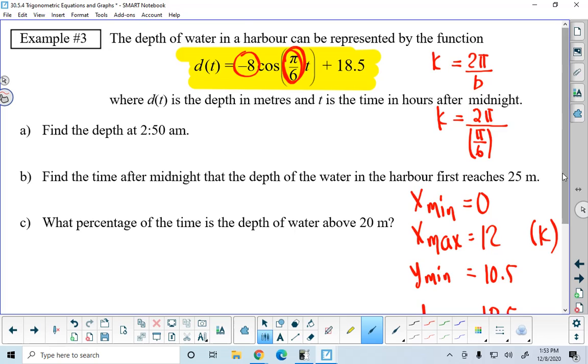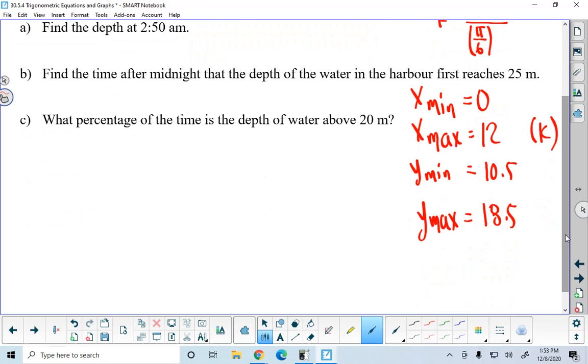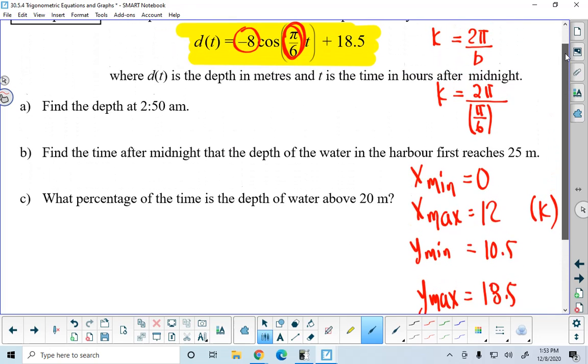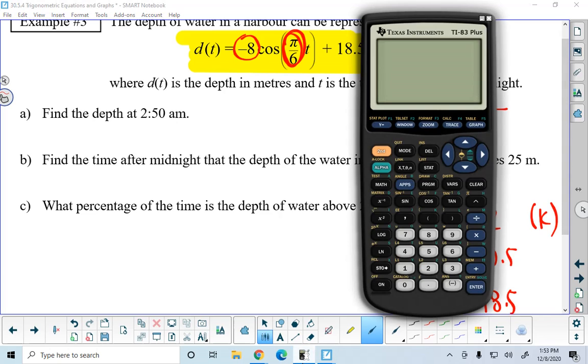So now, getting back to this, we're going to go from 0 to 12. Let's go ahead and graph this. All of the work is done. Once we graph it, we can answer the question.